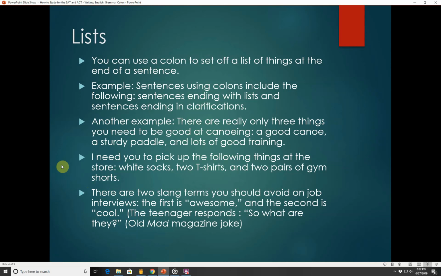Or here's an old joke from Mad Magazine. There are 2 slang terms you should avoid on job interviews: the first is "awesome," in quotes, and the second is "cool." Then the teenager responds, so what are they? Because he doesn't realize the words are in quotes. So he thinks, oh, one word is awesome and the other is cool. I wonder what these awesome, cool words are that we shouldn't use. All right.